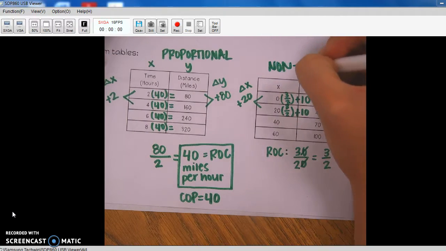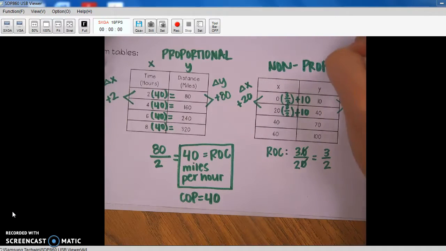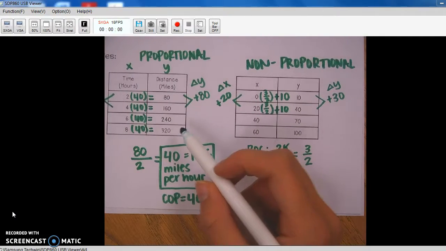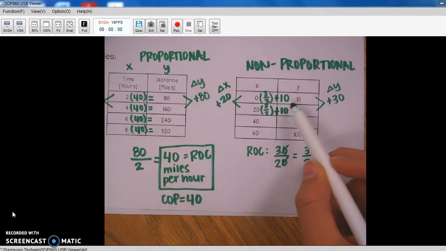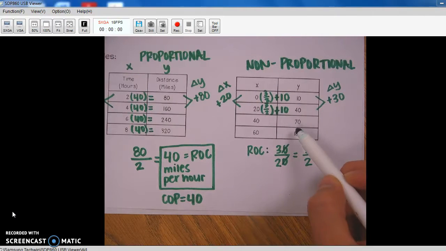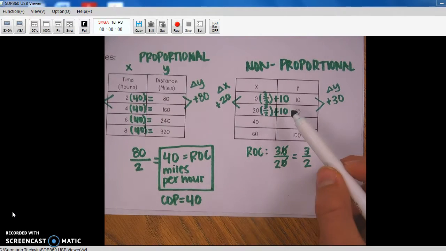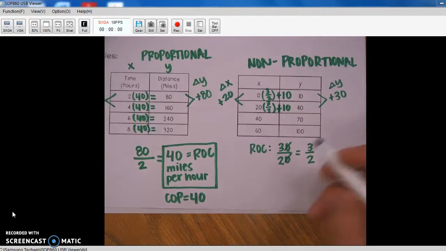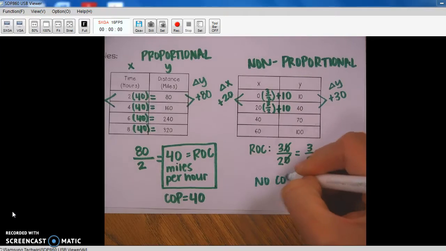Non-proportional means I'm multiplying by my unit rate, my rate of change, just like over here, but I also have to do something else to get to my desired value. I have to add something, maybe subtract something. So that's what makes this not proportional, which means there is no constant of proportionality.